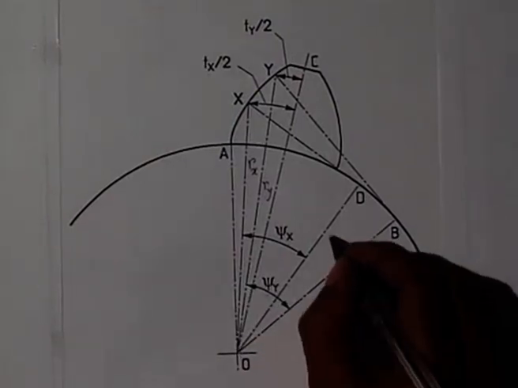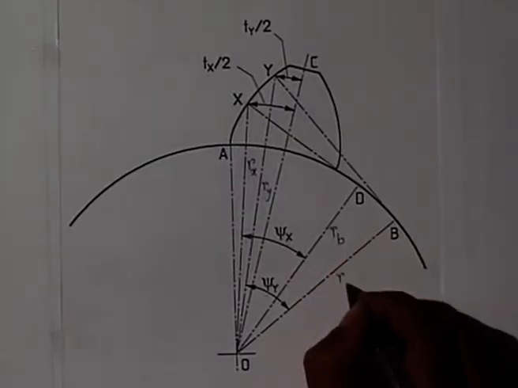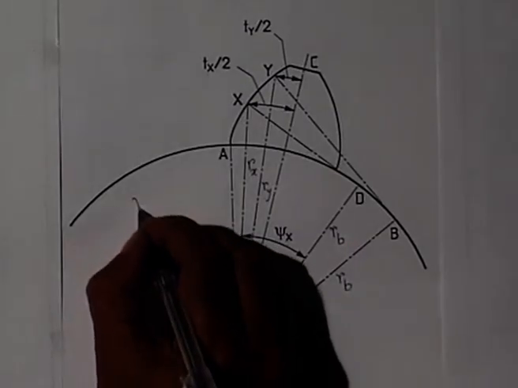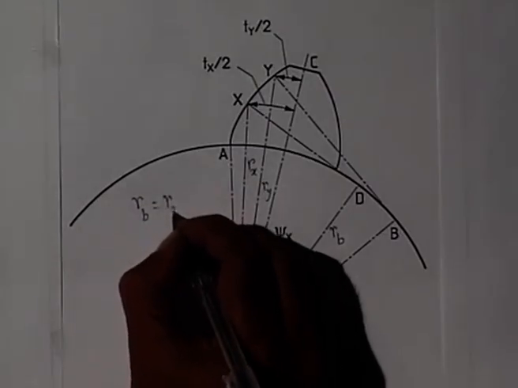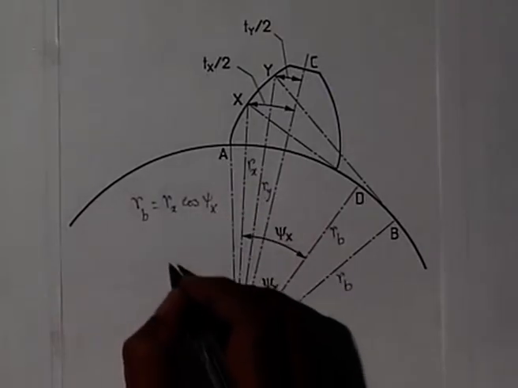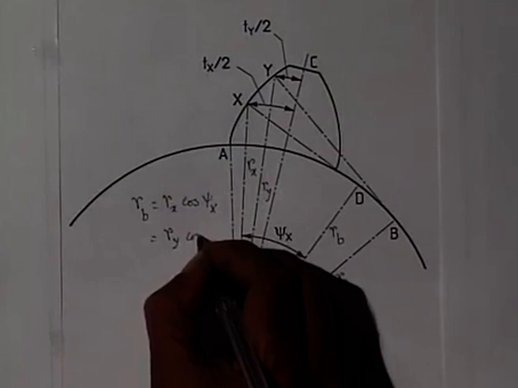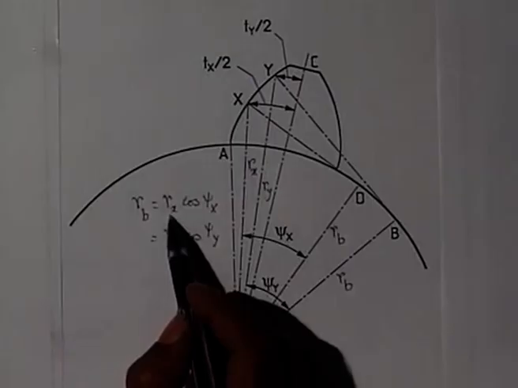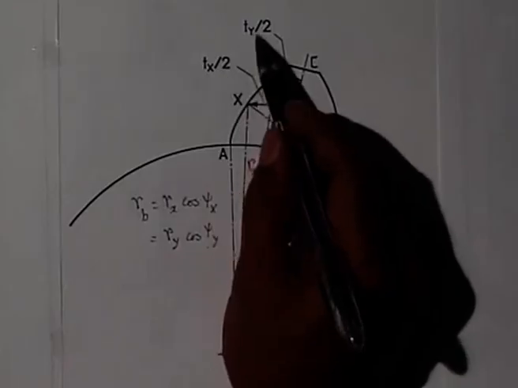We have already seen the base circle radius RB, this is also base circle radius RB, and this can be written as RB is nothing but Rx cosine psi x. It is also equal to Ry cosine psi y. So, if you are given the values of Rx and Ry, I can get psi x and psi y. Now, how Tx and Ty are related?